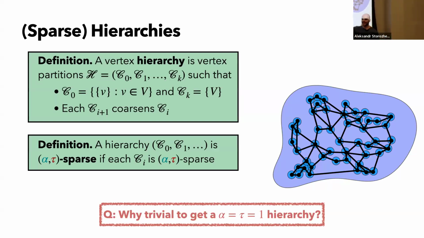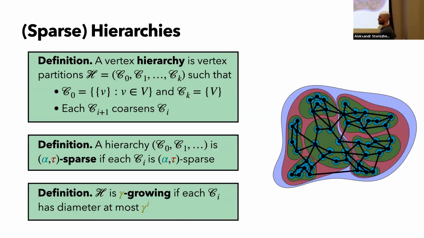Okay, so far it's trivial to get good sparsity hierarchies, and we want some knob we can turn to basically prevent you from doing this. And that knob is what I'll call gamma growing. So we'll say that the hierarchy is gamma growing if each level of the hierarchy has diameter at most gamma to the i.